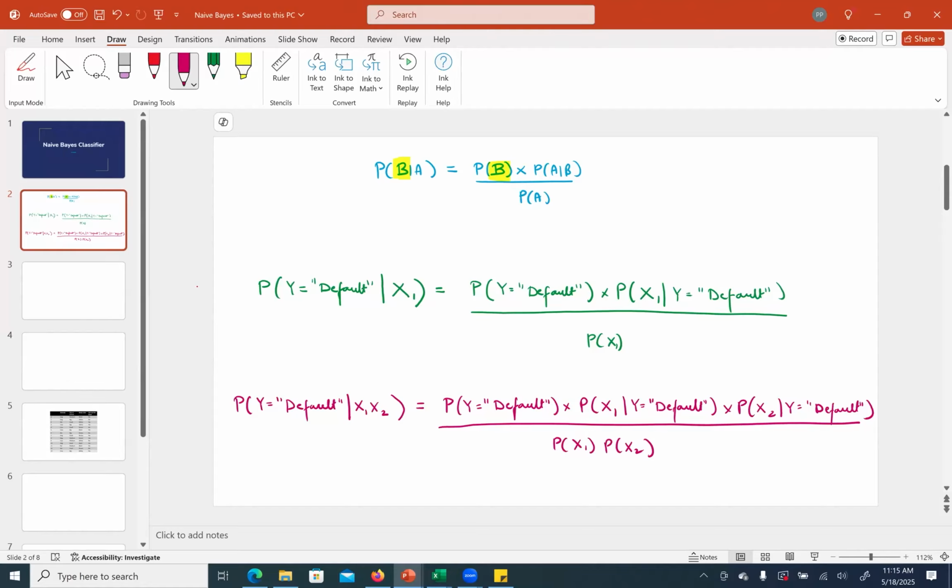I hope when there are three variables, you are able to imagine how it will look. For three variables, it will look like probability of y equal to default, multiplied by probability of x1 given y will default, probability of x2 given y will default, probability of x3 given y will default, and similarly divided by probability of x1 multiplied by probability of x2 multiplied by probability of x3. Again, writing it out is not needed, just remember it at a very high level, that will be fine.